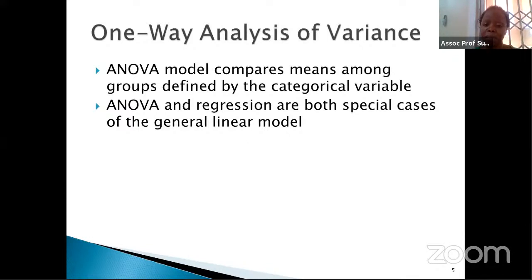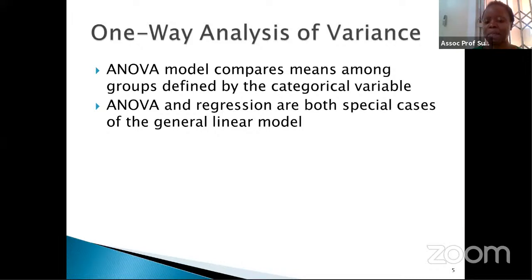So ANOVA compares means among groups defined by a categorical variable. Now, we find that there is a relationship between ANOVA and regression. In ANOVA, we have categorical variables for independent variables. So in one-way analysis of variance, we are going to have one treatment which is categorical, for example, cultivar or variety or species, but this variable could also be quantitative, for example, levels of fertilizer. Then in regression, we can have one independent variable, but in this case, they are continuous, depending on the type of regression. But both of them are special cases of the general linear model, which we are going to abbreviate as LM in R. Okay?